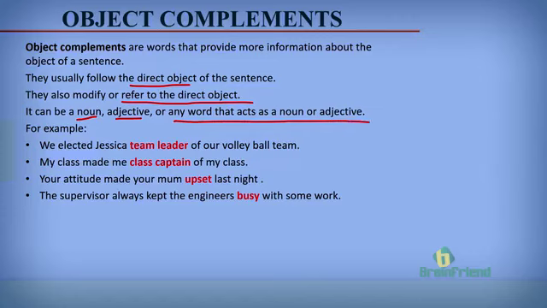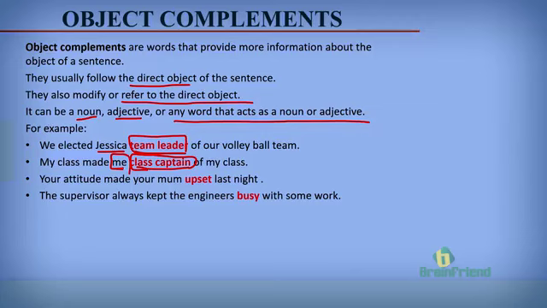For example, we elected Jessica team leader of our volleyball team. The expression team leader is the object complement because it provides information about the object, Jessica. My class made me class captain of my class. Class captain is the object complement for me. Me here is the object of this sentence.